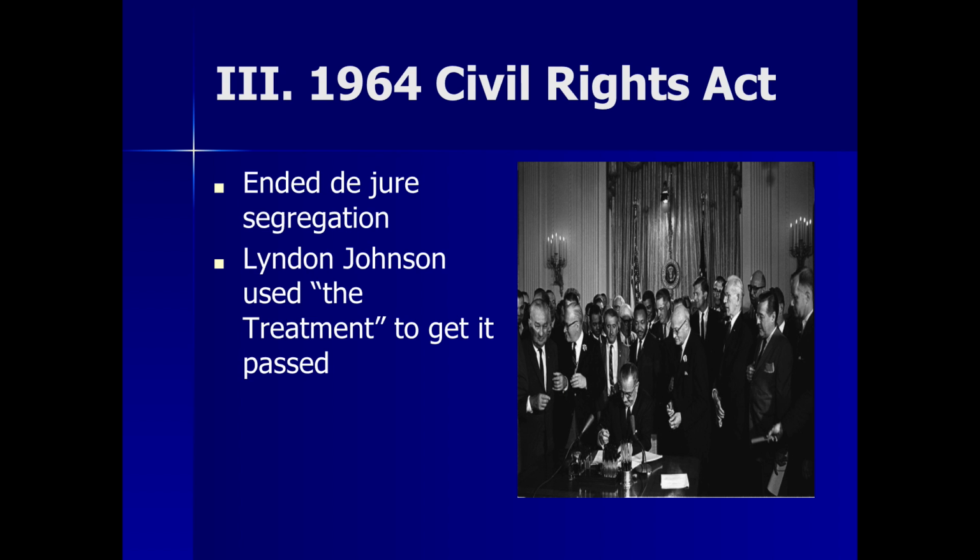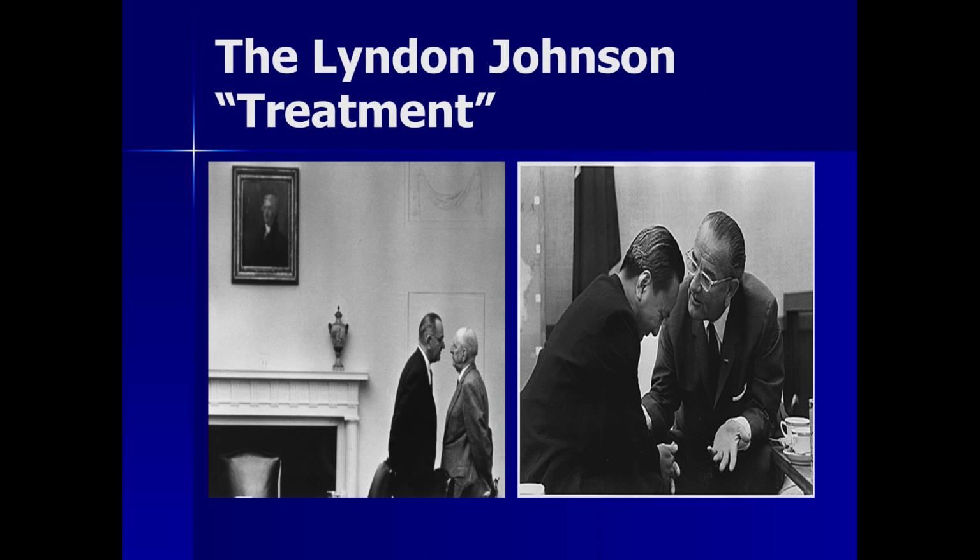All right, next. So Johnson uses a treatment to get the Civil Rights Act passed. It ends the de jure segregation. Nevermore will bathrooms and drinking fountains and so forth say white and colored on them. So there he is with the treatment.